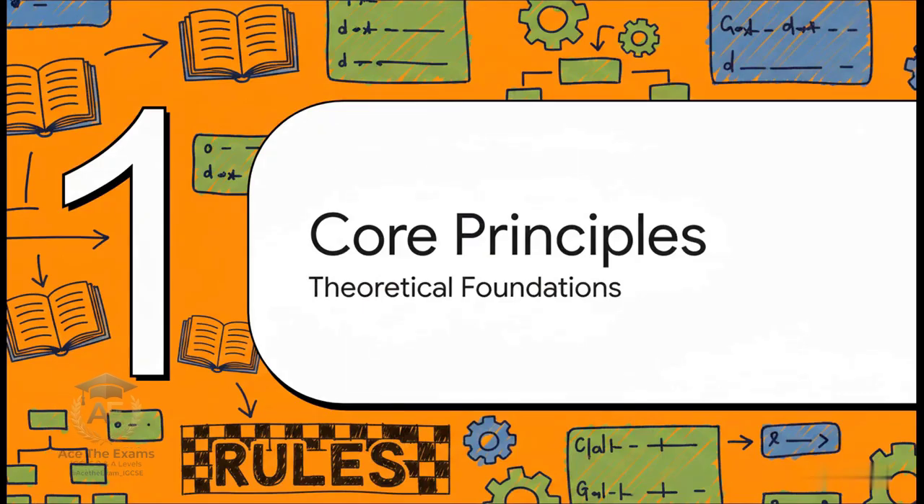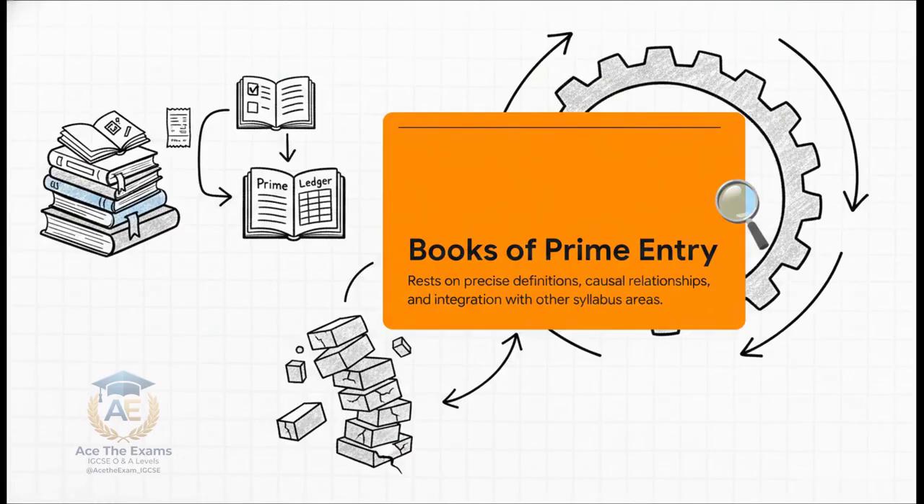Core principles and theory. Let's define the core architecture. Books of prime entry are the foundational accounting records relying on precise definitions, causal relationships, and cross-syllabus integration. These aren't just lists of numbers, guys. They are the bedrock of reliable financial reporting. Whether it's the purchases journal capturing credit buys or the cash book acting simultaneously as a ledger account and a prime entry book, every single transaction must be classified with absolute precision.